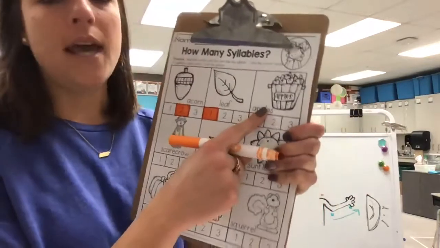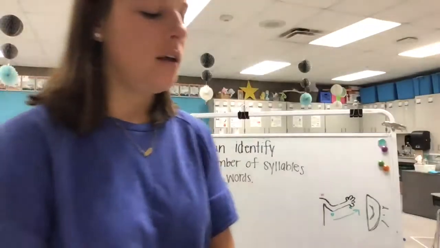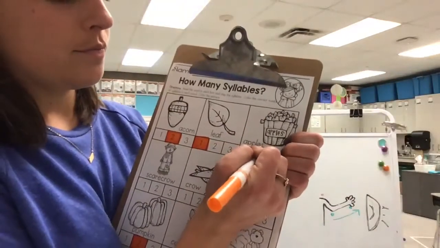Okay, the next one is apples. Touch your picture, say apples. Good. Let's use our fingers to identify how many syllables are in apples. Ready? Apples. Again, apples. 2. Very good. So we're going to frame and color the number 2.